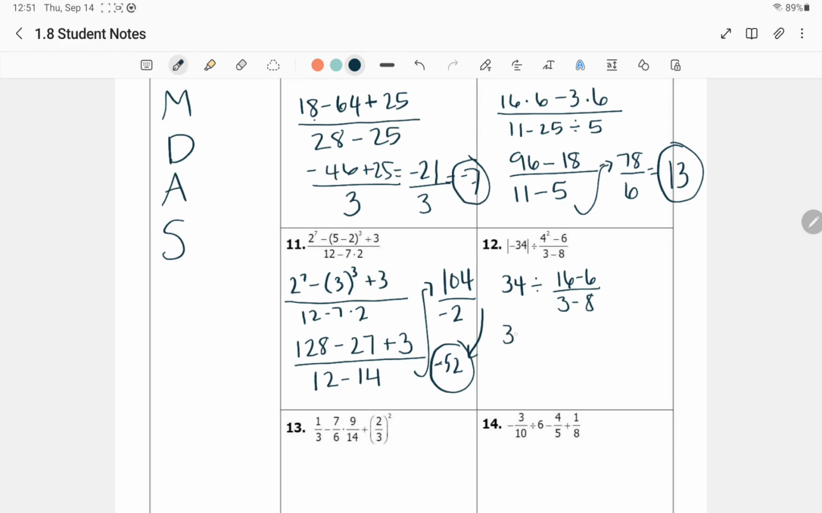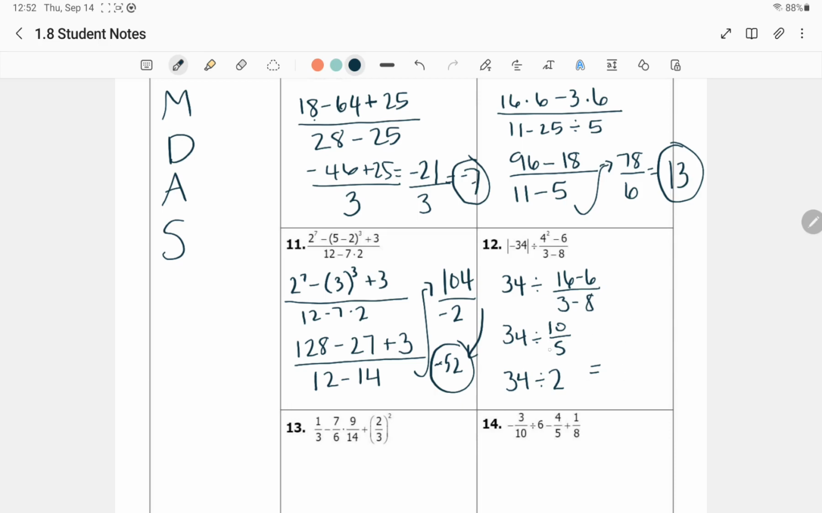So we have 34 divided by 16 minus 6 is 10. 10 divided by 5. Oh, so 34 divided by 2. Because, right, 5 goes into 10 2 times, which should equal, I don't know why there's a negative symbol in here.